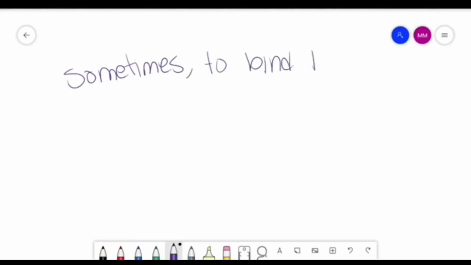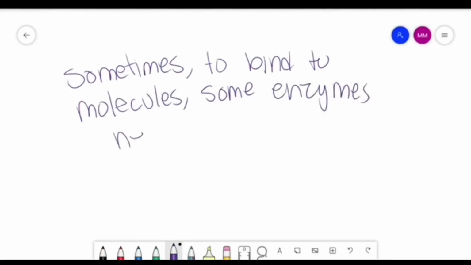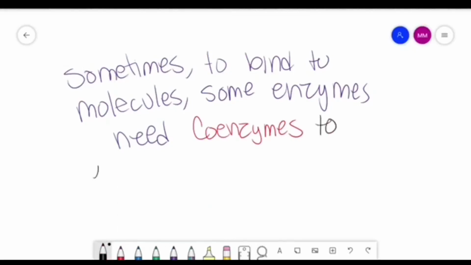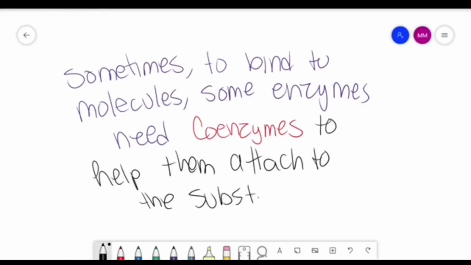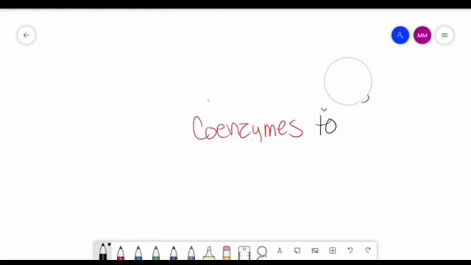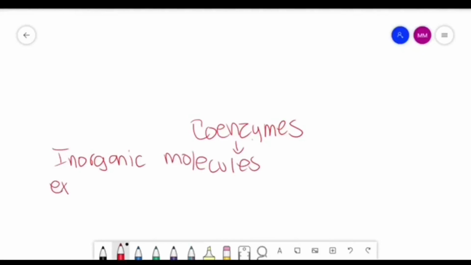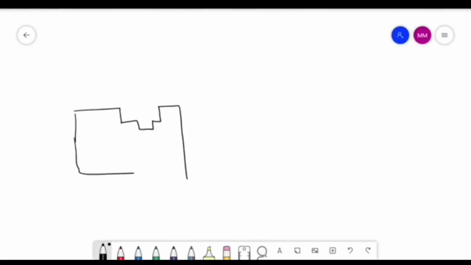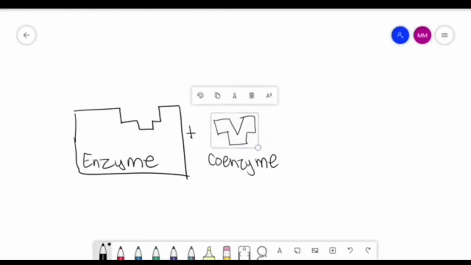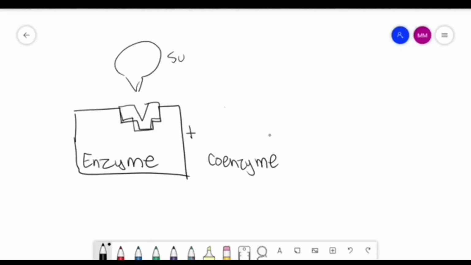In some cases, in order to bind to the molecules, some enzymes need coenzymes in order to react and connect with the substrates. Coenzymes are inorganic molecules, and some examples could be potassium, iron, or zinc. Take this case, for example. This enzyme has a very specific active site, and not all substrates will be able to fit in. So, a coenzyme that looks like this can be placed into the active site so that a substrate that looks like this can fit in.